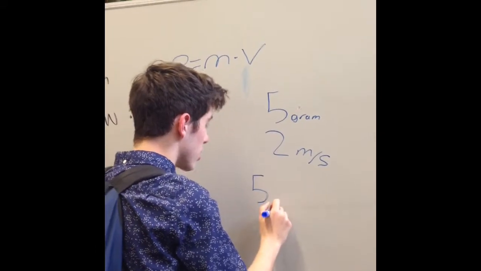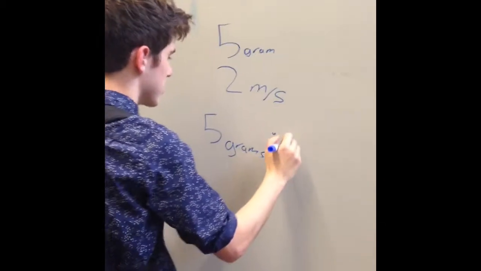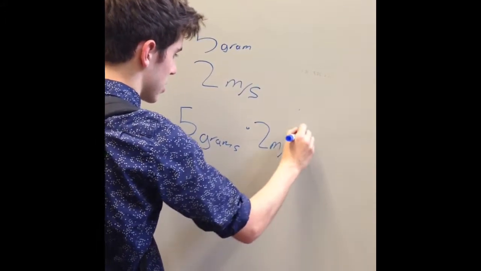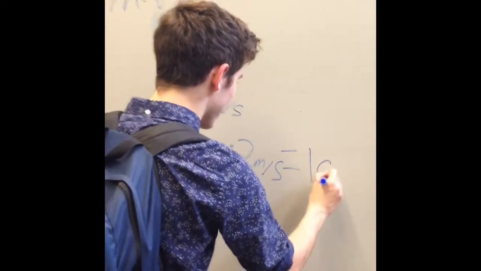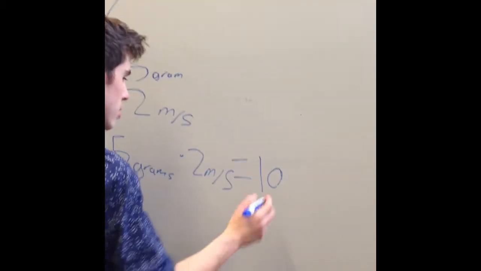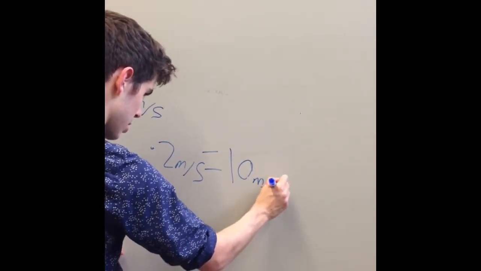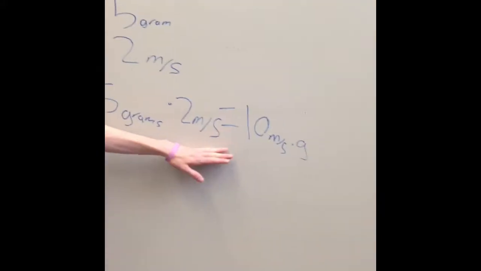5 grams times 2 meters per second equals 10, the unit 10, the momentum, which is meters times. So the momentum of the ball is 10 meters per second times gram.